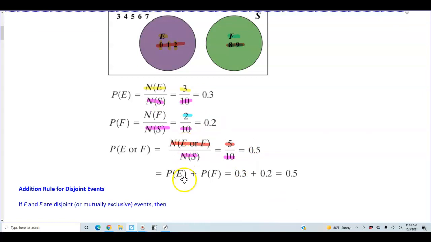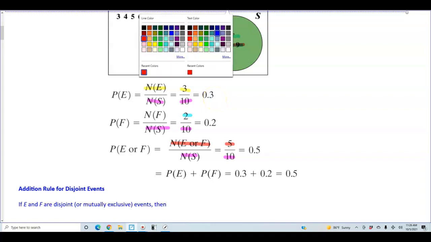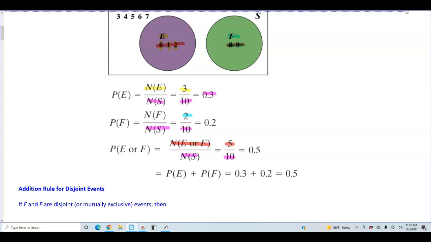Now, another way of doing this is we can take the probability of event E and add the probability of event F. Well, the probability of event E gave us 0.3. And we saw that the probability of event F is 0.2. So if we add those together, it's going to give us 0.5. So this is a disjoint event, and we're adding the probabilities of E and F to get the following result, which is the same thing as the number of outcomes in E or F.